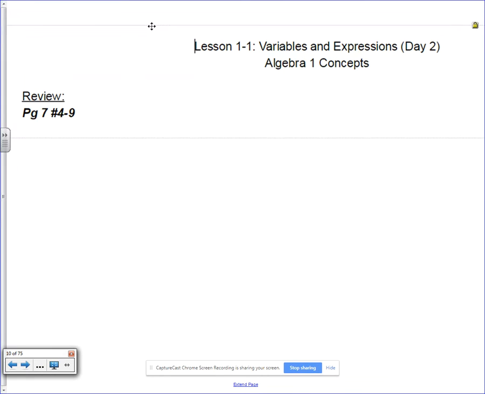All right, here we go. So you can see at the top of your notes, we are on day 2 of this stuff. So we're doing more of what we did yesterday, but it's going to get a little bit more difficult. Not much, just a little bit.